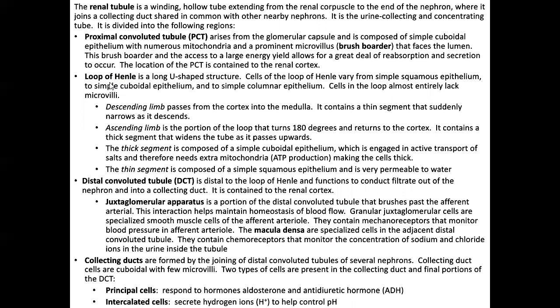A long U-shaped structure where you have cells that vary from simple squamous epithelium to simple cuboidal and to simple columnar. So you are always going to have one layer. That's what the simple term refers to. The squamous, the cuboidal, the columnar just refers to their shape. Squamous are flat, plate-like. Cuboidal are cube-shaped. Columnar, column, tall-shaped cells, rectangular-shaped cells. And no matter what the shape is, the cells are typically going to lack microvilli, so they don't have the microvilli like the cells in the proximal convoluted tubule.